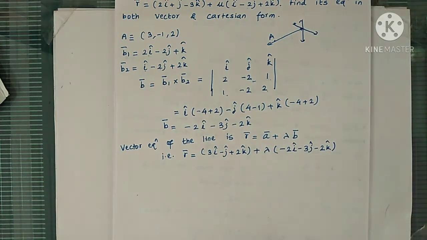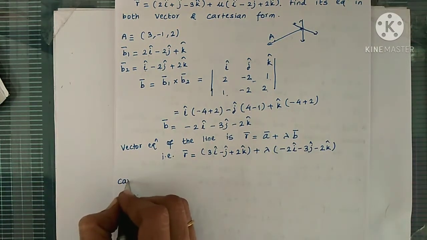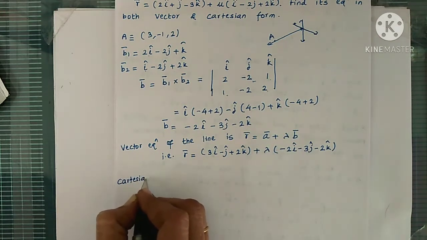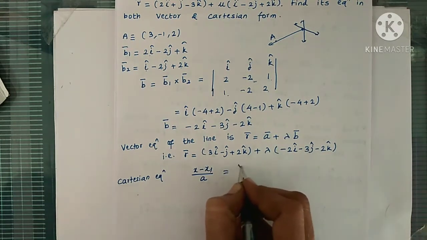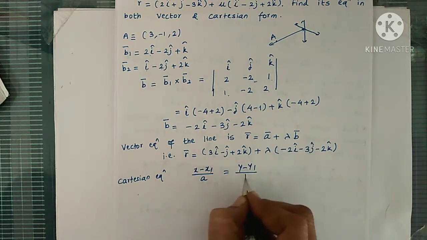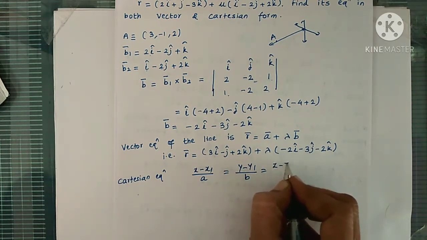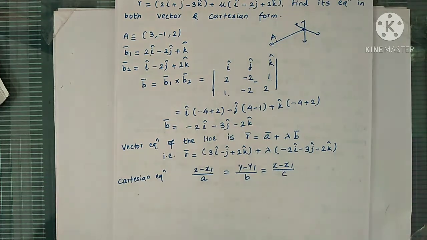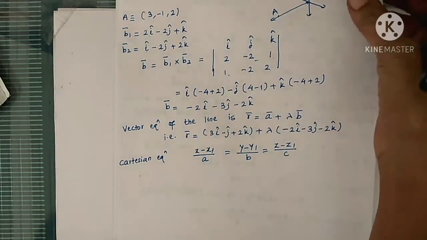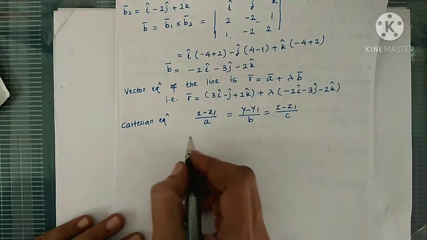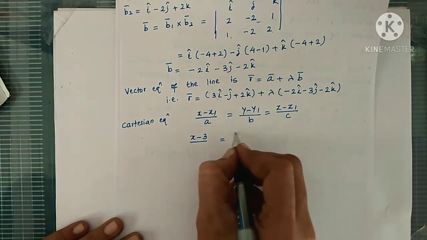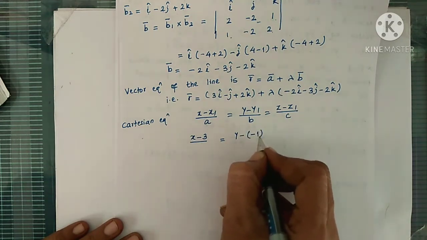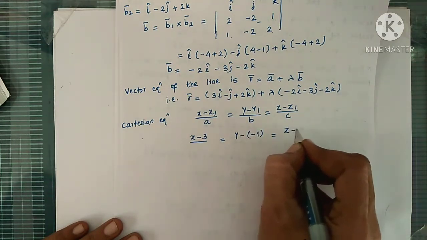So this is the vector equation, and the Cartesian equation is, let's write the formula and let's substitute those values. x minus x1 upon a, y minus y1 upon b, z minus z1 upon c. So x1, y1, z1 are 3, minus 1, 2. So x minus 3, let's write the numerator first. y minus y1 is minus 1, z minus z1 is 2.